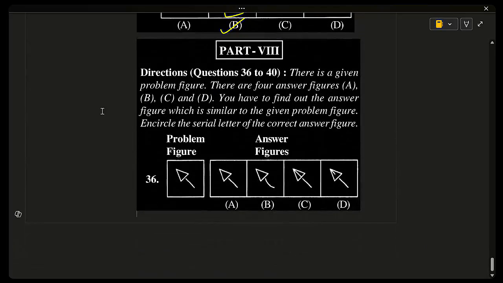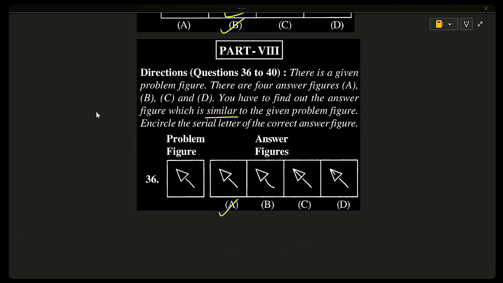For part 8, go through the directions for 36 to 40. There is a given problem figure. There are 4 answer figures A, B, C, D. You have to find out the answer figure which is similar to the given problem figure. So similarity, very, very simple. 36, it is the same in option A.